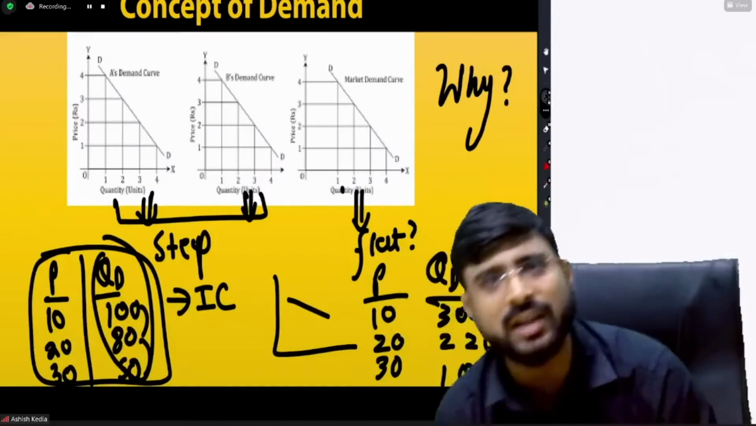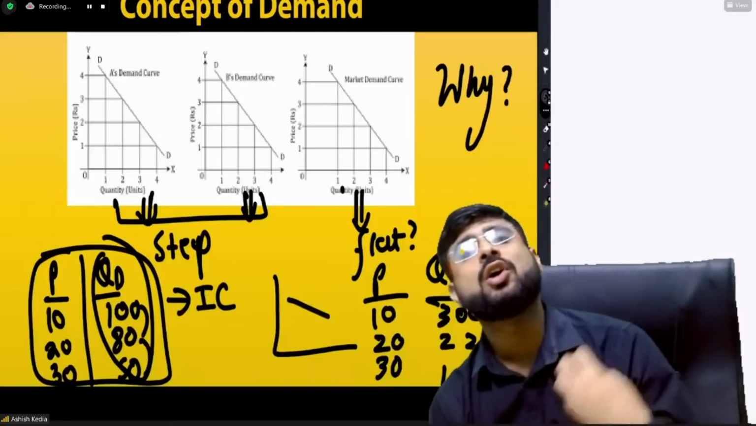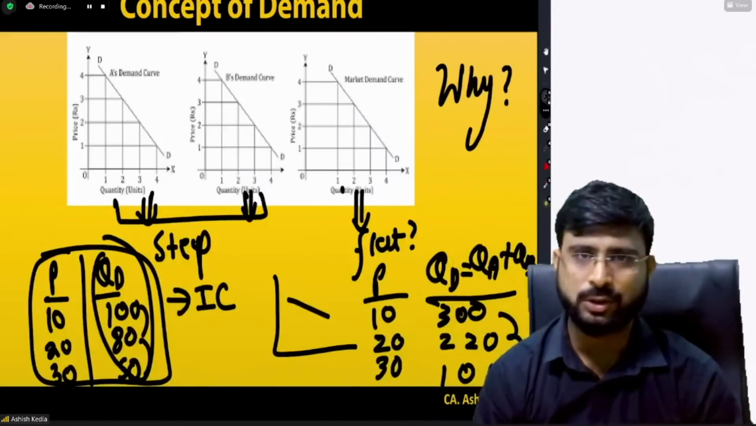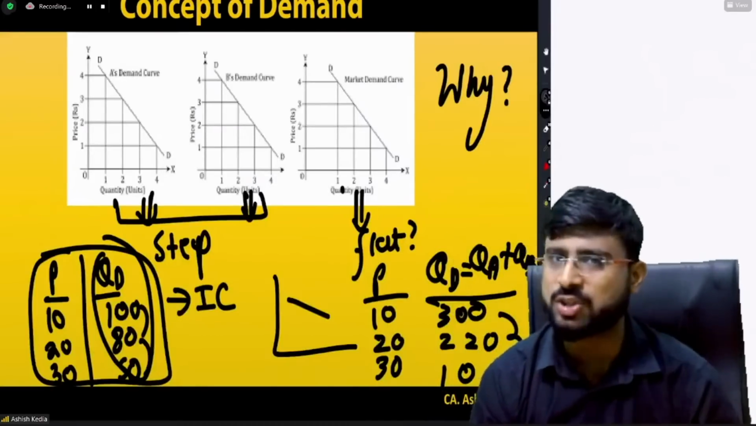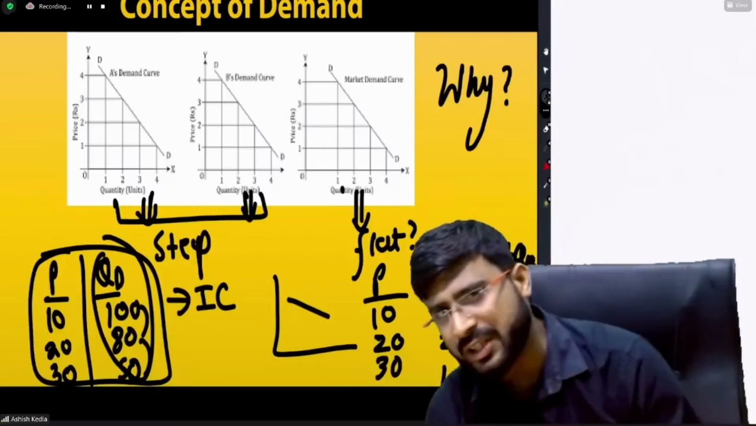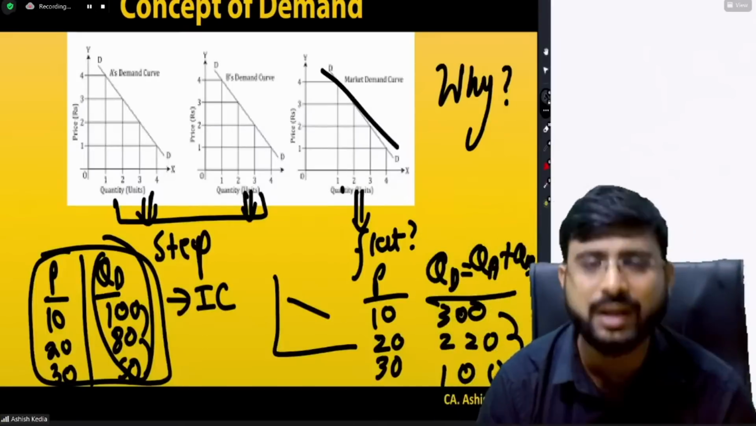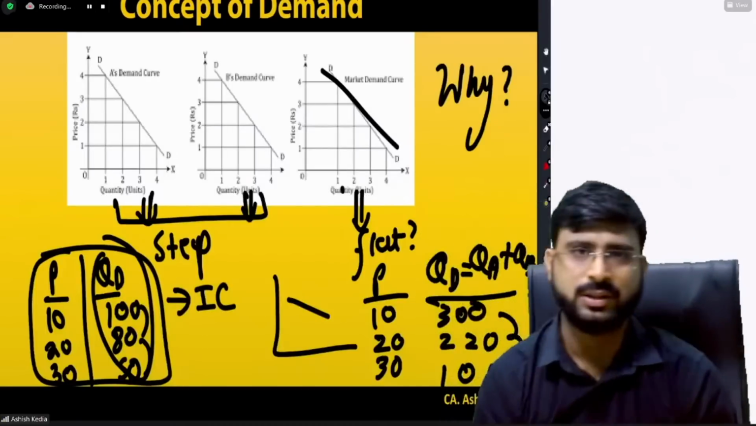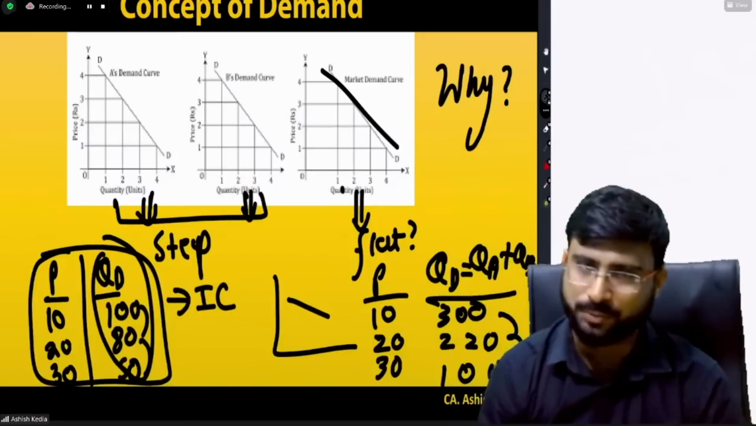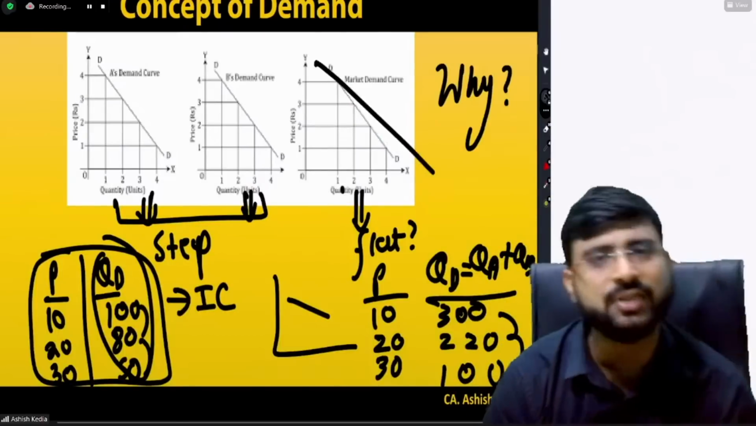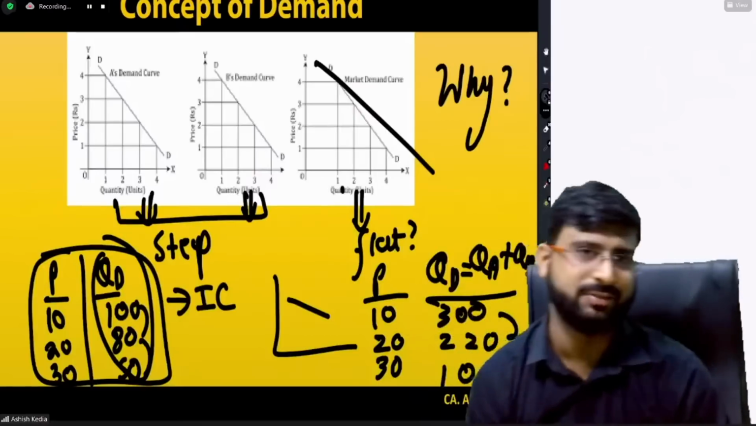So why is it flatter? Because it takes into account all the individual demands, so there is greater quantity change observed. And since greater quantity change is observed, we make the market demand curve a bit flatter, everybody.